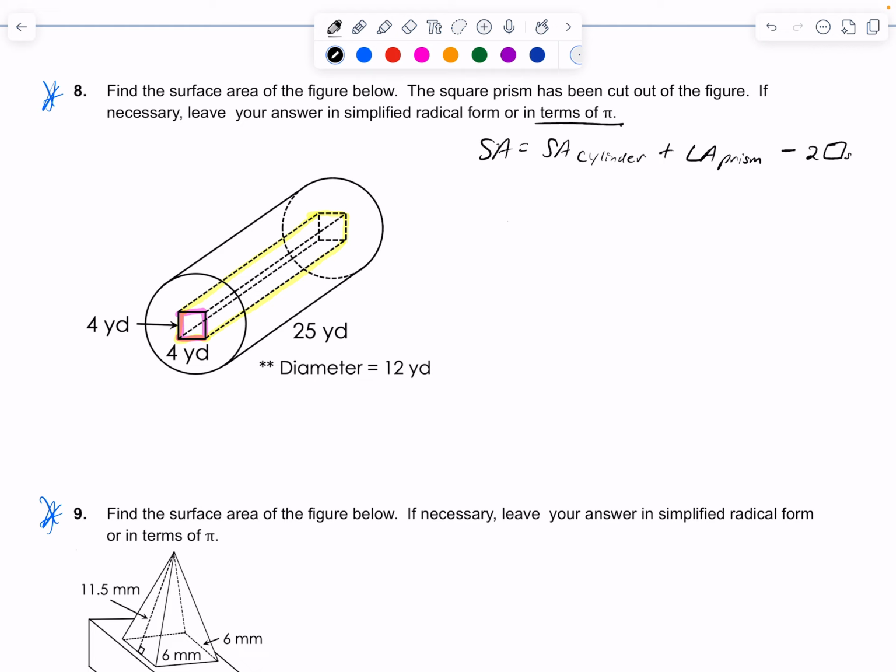Okay? All right, so let's plug in all our formulas here. We've got the surface area for a cylinder, which is 2 pi r squared plus 2 pi r h, plus the lateral area for a prism, which is the perimeter of the base times the height, and then minus the area of a square, which is side squared, but we've got 2 of them, so 2 times side squared.